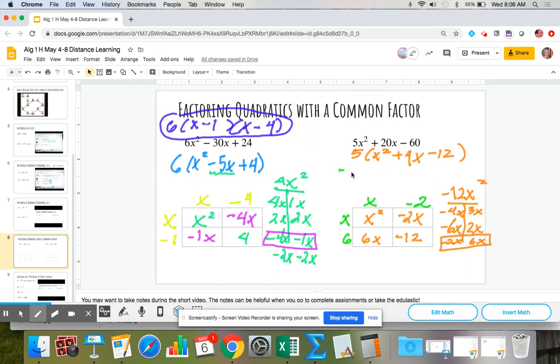So now I can write the fully factored form of my quadratic trinomial as x minus 2 times x plus 6 times the 5 that was the greatest common factor that I had factored out. So hopefully that is helpful.